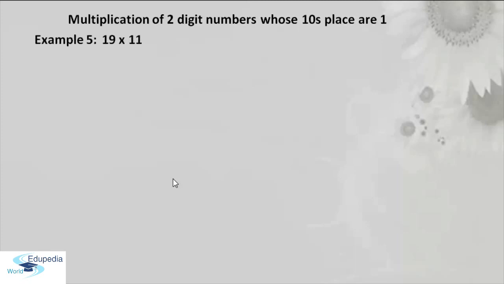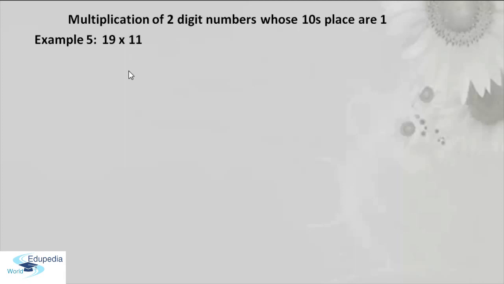Before using this shortcut, we first have to check whether our conditions are satisfied. Condition number 1: the digits in the tens place should be 1. In 19 we have 1 in the tens place, and in 11 we also have 1 in the tens place. So condition 1 is satisfied. Condition number 2: the digits in the units place can be different or the same, so that condition is also satisfied.